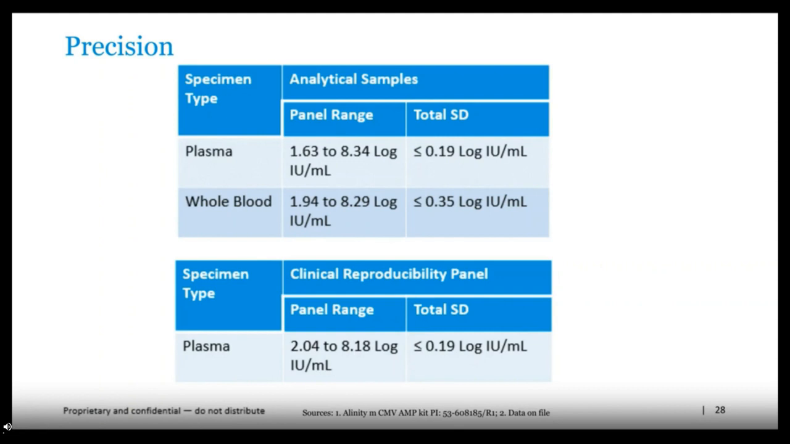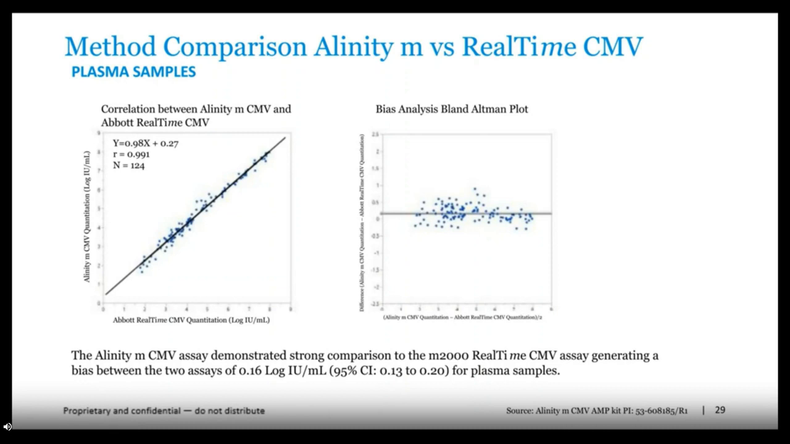If you look at a clinical reproducibility study using actual clinical samples, the standard deviation still remains quite low. So this slide presents the results of comparing the Alinity M CMV assay results with the Abbott real-time CMV assay. And again, you can see quite a high correlation between the two methods.